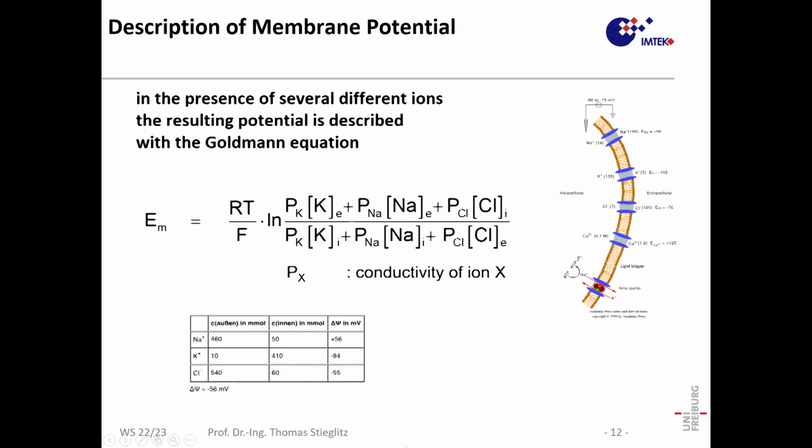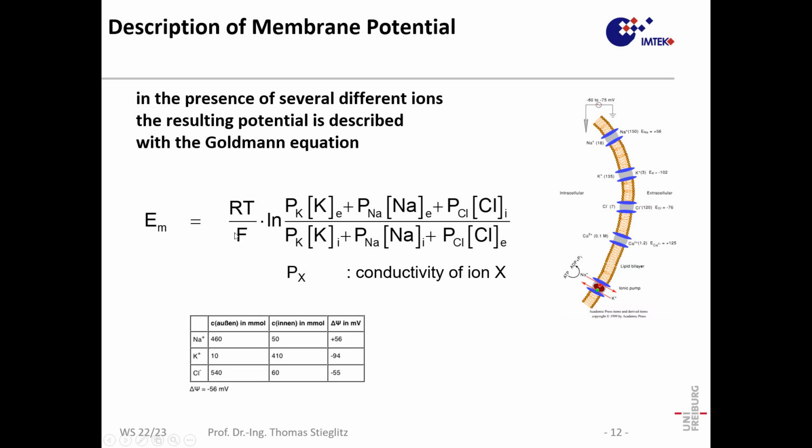If we bring that all together, what I've talked about, we come to the Goldman equation. And the Goldman equation gives us an idea how to get all those ions together to come to that resting membrane potential. We have the usual suspects here as constants. We have a natural logarithm. We have that conductivity of ions and the concentration.